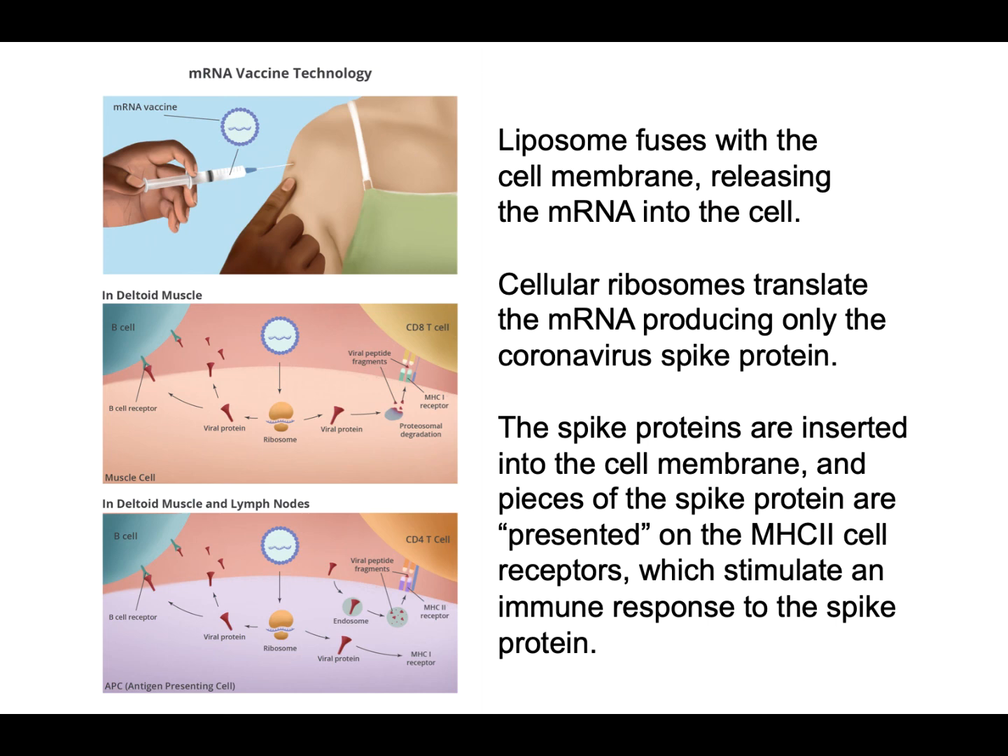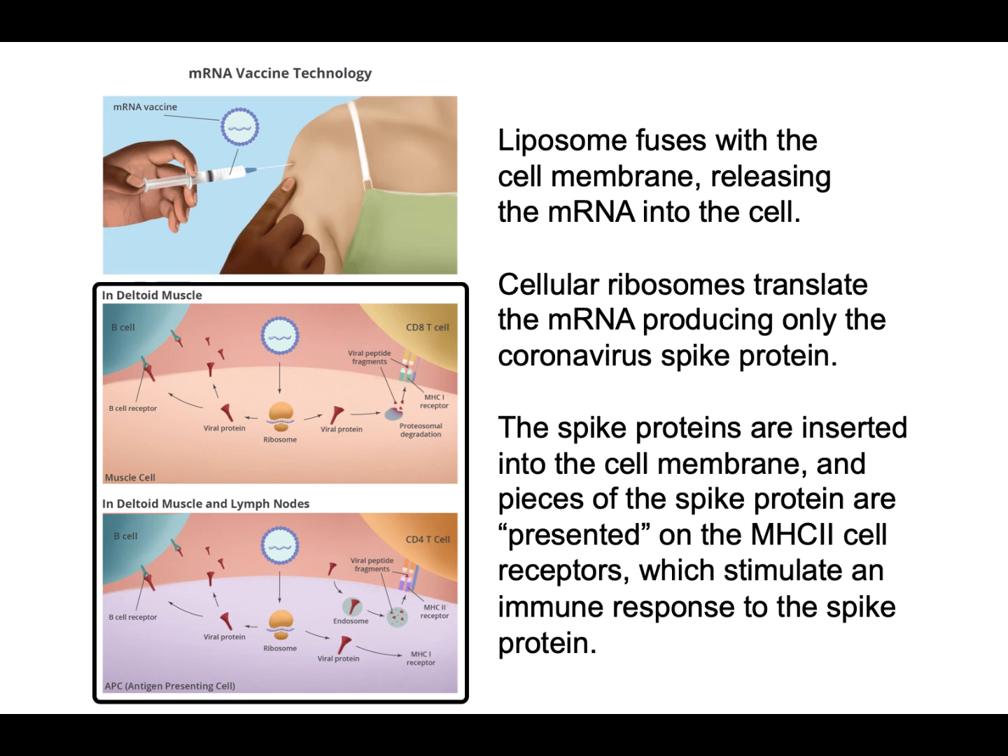So here, this is just showing what happens when they inject it into a person. It's within this liposome. The liposome fuses with the host cell membrane, either muscle cells or antigen-presenting cells like dendritic cells or other cells of the immune system. And then the mRNA is translated into the spike protein that's presented out on the cell surface, either as the spike protein or pieces of the spike protein on cell surface receptors like MHC1 and MHC2, the major histocompatibility locus protein.